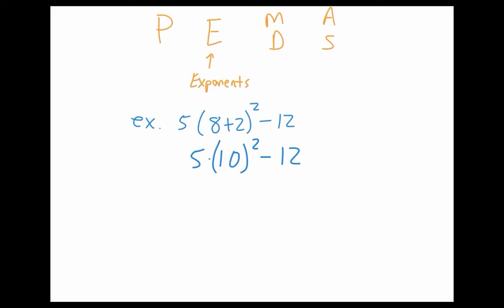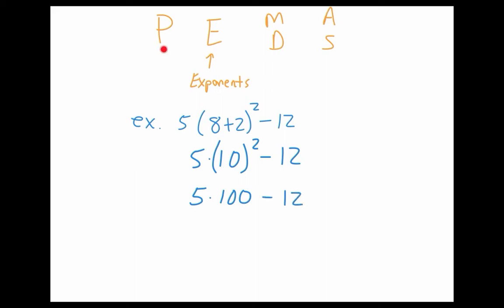All right, then the new thing, so we can't simplify in the parentheses anymore. So now we have exponents next. 10 squared is 100. Nice, it's 10 times 10 or 100. So I have 5 times 100 minus the 12.